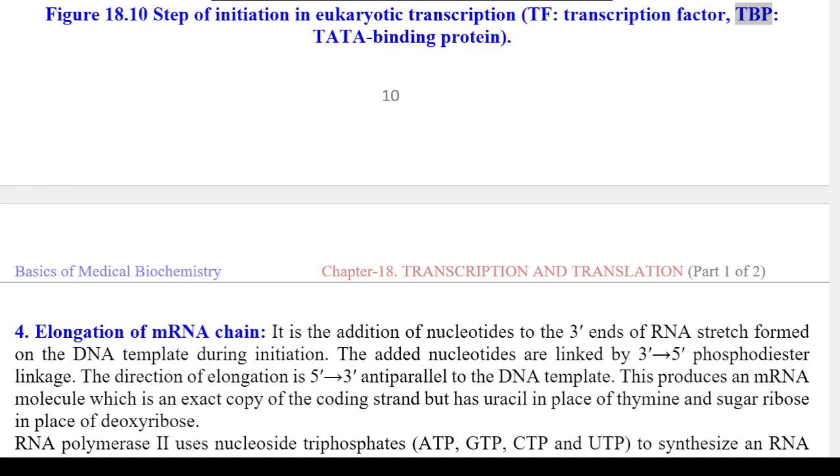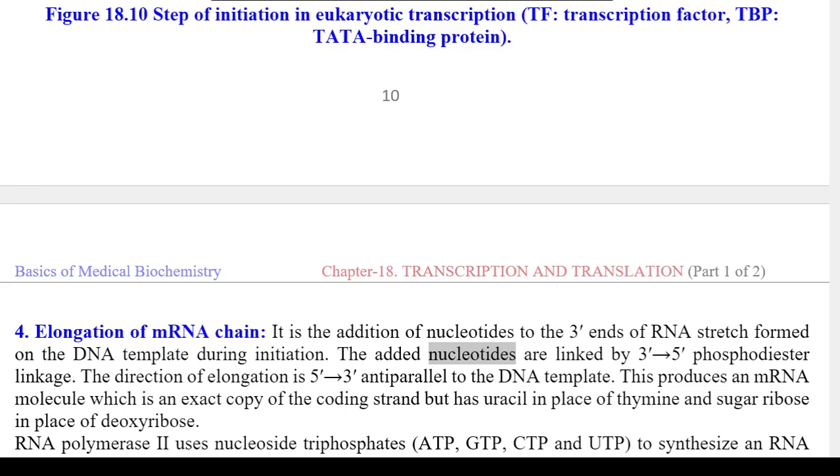For elongation of the mRNA chain, it is the addition of nucleotides to the 3 ends of the RNA stretch formed on the DNA template during initiation. The added nucleotides are linked by 3→5 phosphodiester linkage. The direction of elongation is 5→3, antiparallel to the DNA template. This produces an mRNA molecule which is an exact copy of the coding strand but has uracil in place of thymine and sugar ribose in place of deoxyribose.